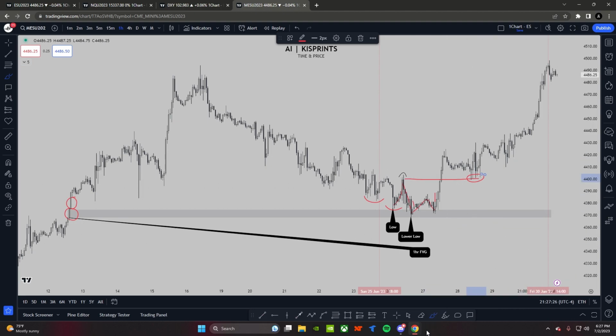Let me clean up this chart. All right. So there's two types of entries for a breaker block. You have your aggressive entry, meaning I want to get in right now.